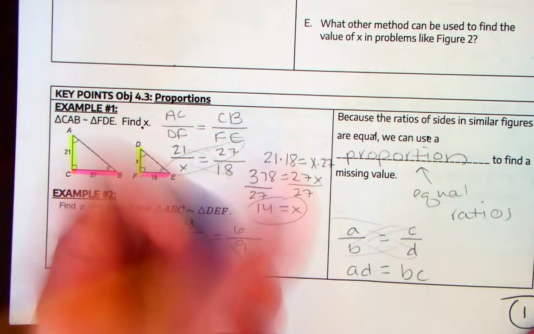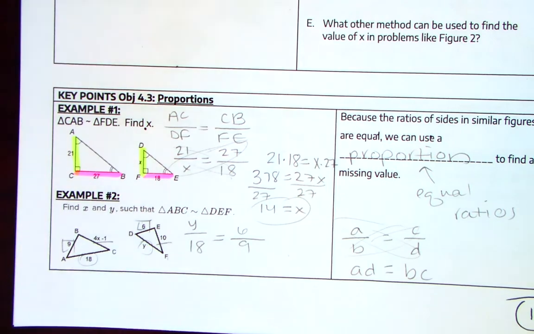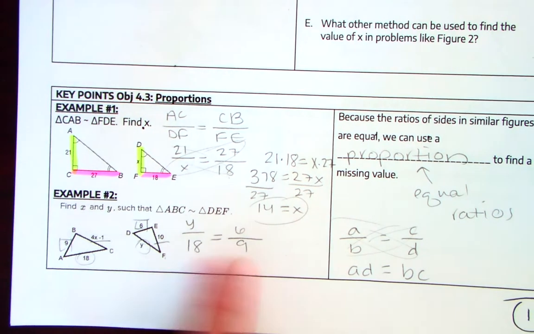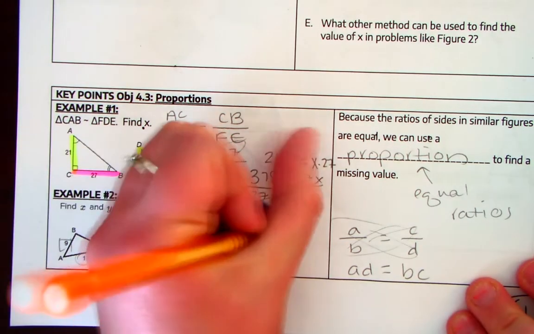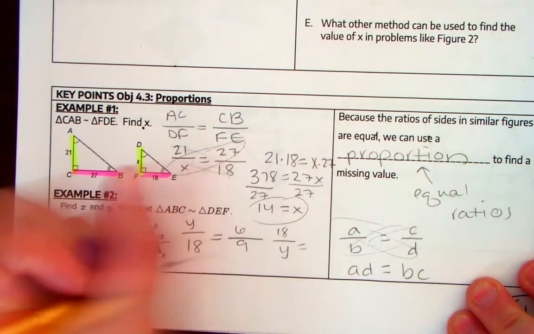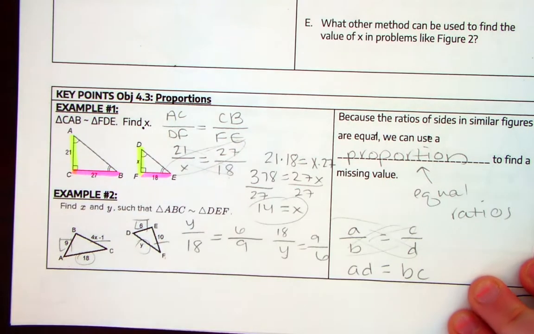Okay? And another thing to note is that it doesn't matter how you set up the proportion as long as your first ratio matches your second ratio. So let's say I decided to put 18 over y. That would mean that I'd have to put 9 over 6. If I said 18 divided by y, then I would have to go 9 divided by 6.